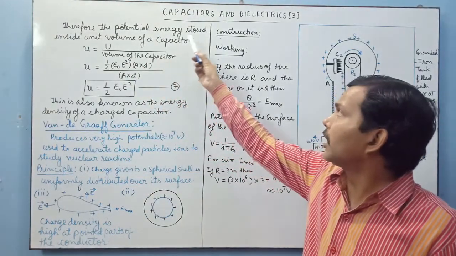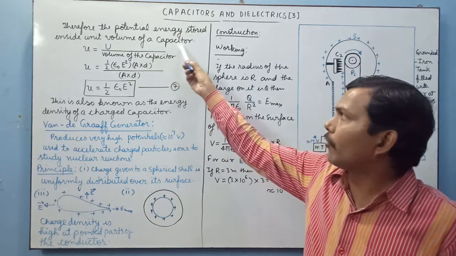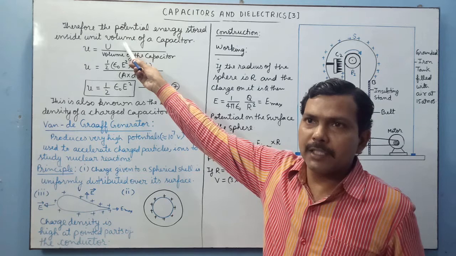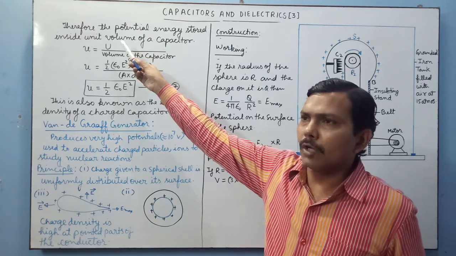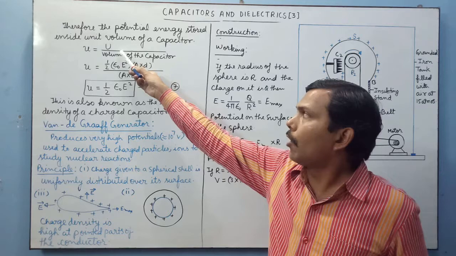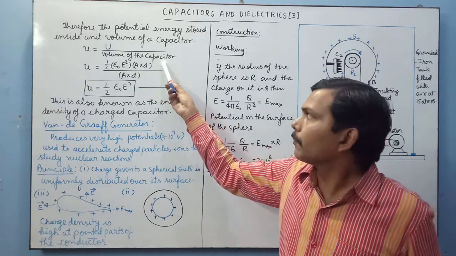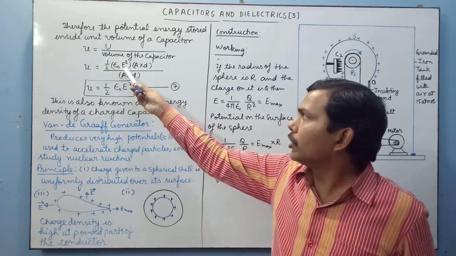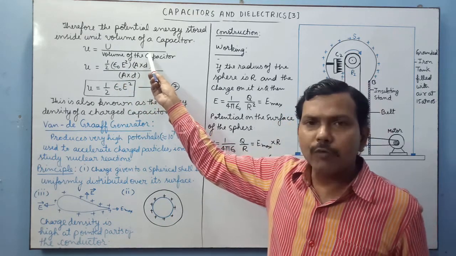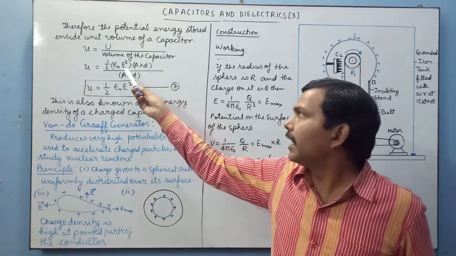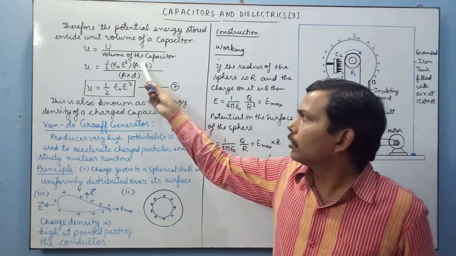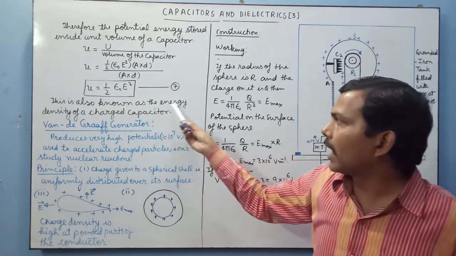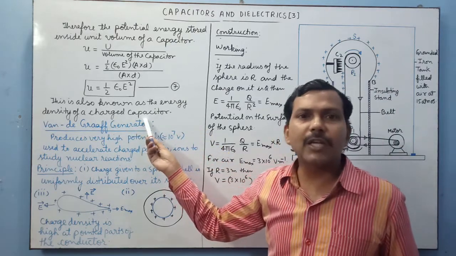Therefore, the potential energy stored inside unit volume of a conductor, small u, is equal to capital U, the energy stored inside the total volume of the capacitor, upon the volume of the capacitor. This will be obtained from equation number 6 and it is half epsilon 0 E square A into D, and the volume of the capacitor will be A into D. A into D will cancel out, so small u is equal to half epsilon 0 E square. This is also known as the energy density of the charged capacitor.